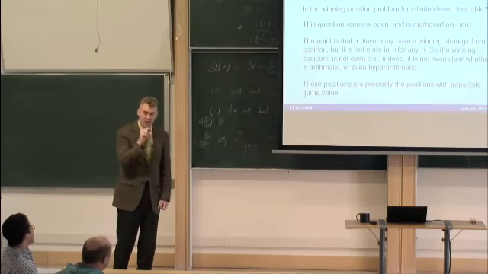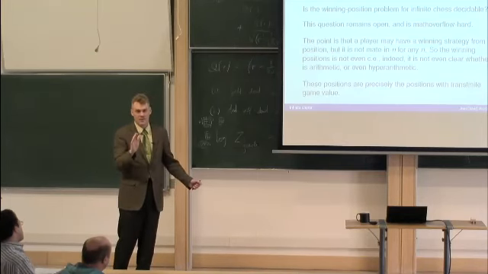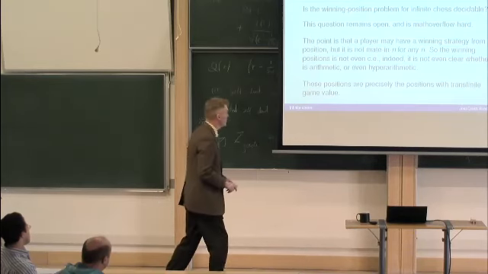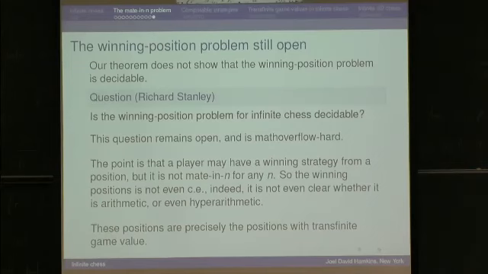He can announce any n and say, okay, you're going to beat me, I concede that, but I'm going to make you take n moves this time, right? So such a position is said to be value omega. The question asked by Richard Stanley is whether this is decidable, and we don't know the answer. It's still open. It's what's called MathOverflow hard, meaning that it was asked on MathOverflow and did not get an answer there. Okay, so these are the value omega positions.